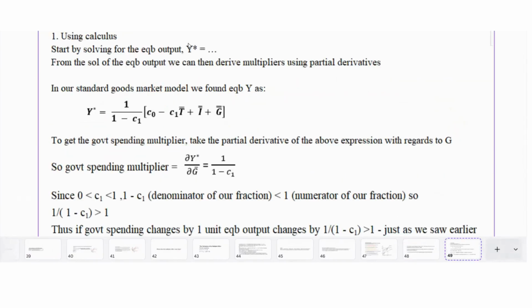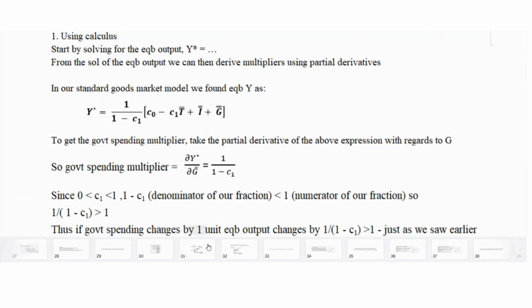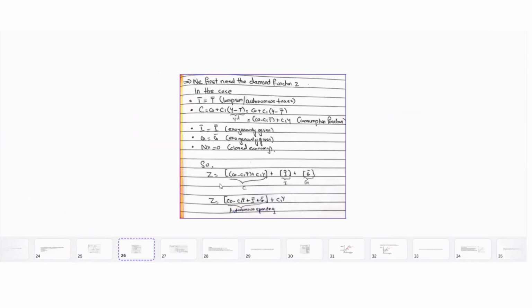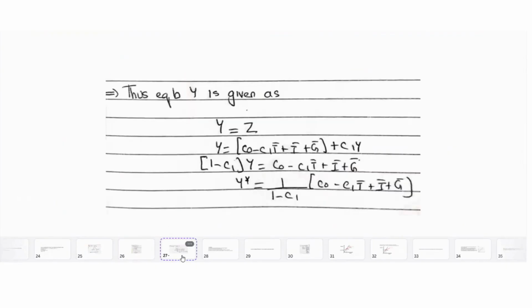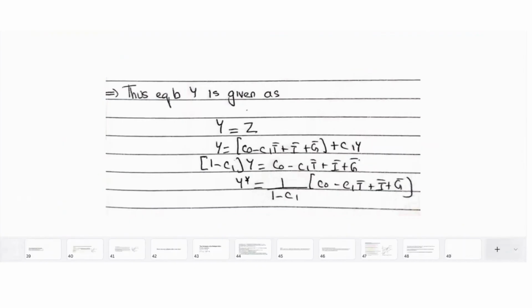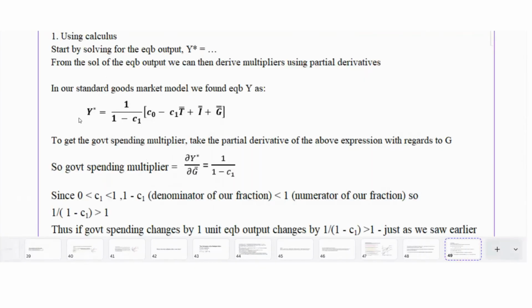So first you solve for equilibrium output, and from that solution, we can derive our multipliers using partial derivatives. In this case, we want the government expenditure multiplier. In a standard goods market model, we found equilibrium output by setting Y equal to Z, under the assumptions that T is exogenous, I is exogenous, G is exogenous, and X and IM are 0. It's a closed economy, and we have a linear consumption function.